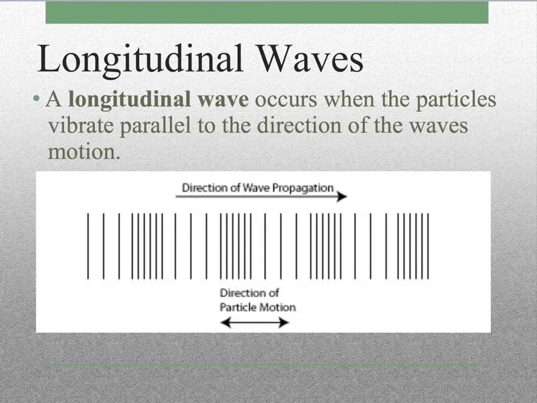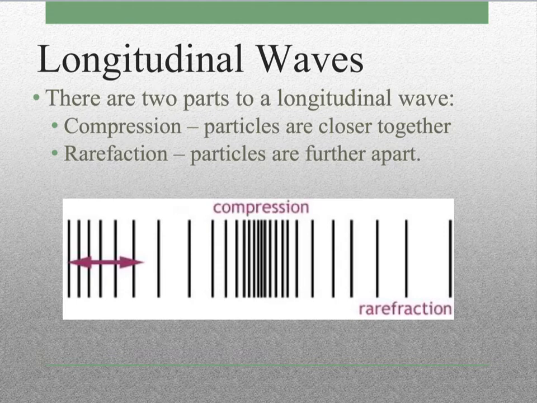Our next kind of wave is a longitudinal wave. A longitudinal wave occurs when particles vibrate parallel to the direction of the wave's motion. These particles are moving back and forth like this, and the wave is moving in the same direction. So you can see that this line and this line are parallel. When we have this kind of wave, there are two parts: the compression, where the particles are closer together, and the rarefaction, where the particles are further apart.